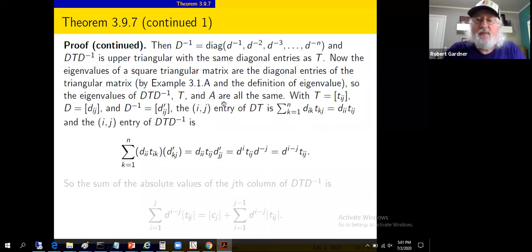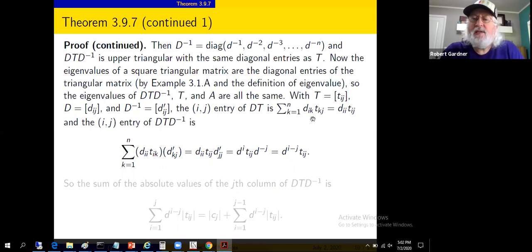Okay, let's give these matrices, their entries, some labels. Call matrix T, capital T, the matrix with little t sub ij entries. D, little d sub ij's. I know a bunch of them are 0. D inverse, call them little d sub ij primes. I know a bunch of them are 0. And let's find the ij entry of D times T first. Well, I'll take the ik entry of D and the kj entry of T and sum up over k.